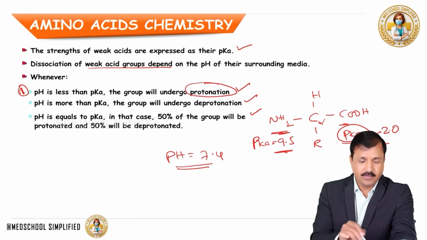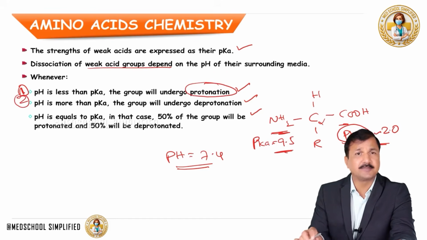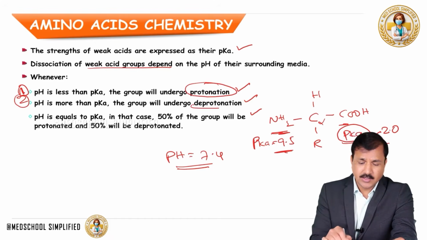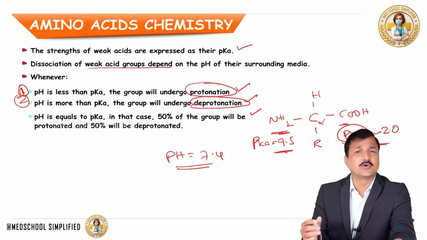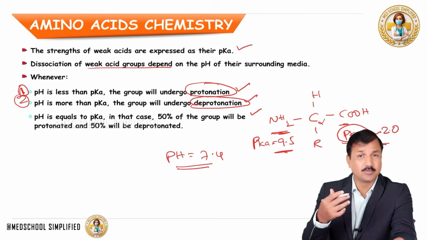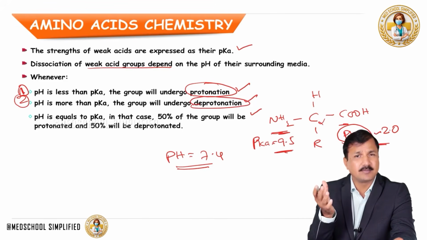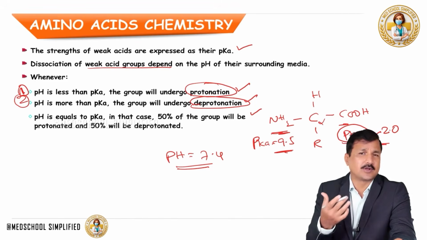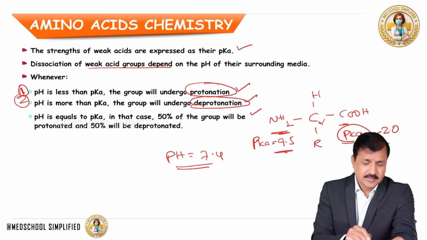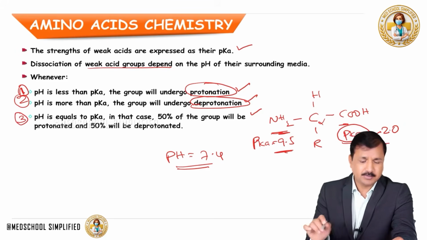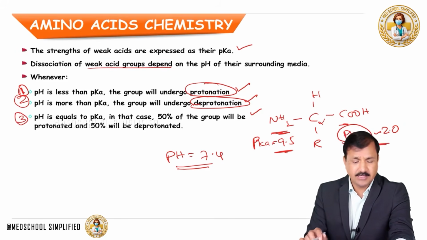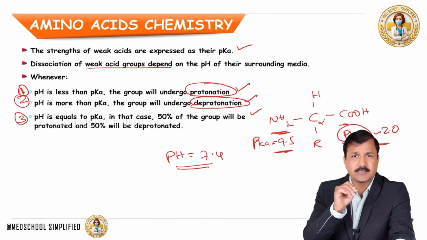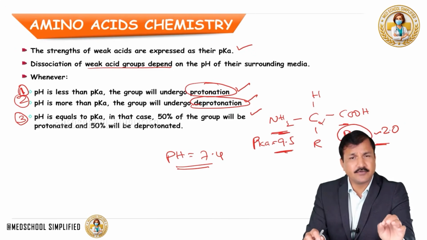Remember that. Statement number 2, whenever pH is more than pKa, the group will undergo deprotonation. That means it's going to release protons into the solution. pH more means, as it's a negative logarithm of hydrogen ion concentration, the proton concentration is less in the solution. The third statement is, whenever pH is equal to pKa, at that time 50% of the groups will undergo protonation and 50% of the groups will undergo deprotonation.